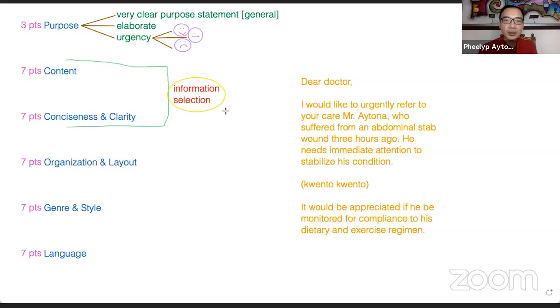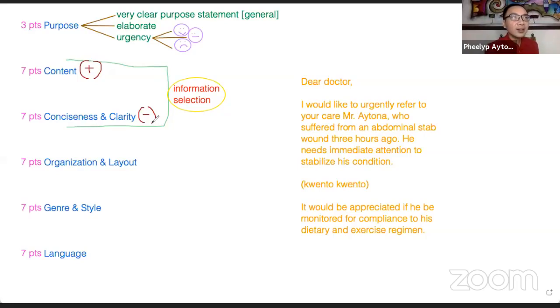What's the difference between them? Contents. You get points for contents for including information that should be included. Let's write that down. May points ka sa contents, kung binigay mo yung information na dapat mo naman talaga binigay. On the other hand, you get points for conciseness and clarity for not including information that you shouldn't give naman.